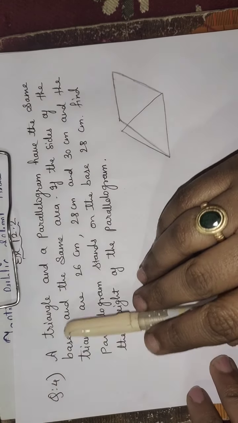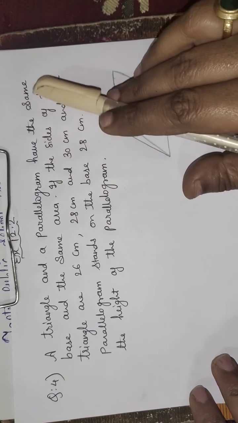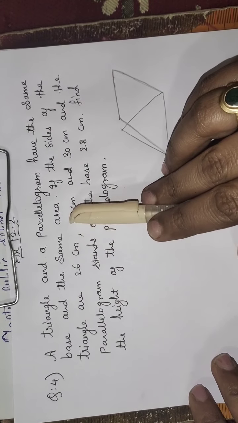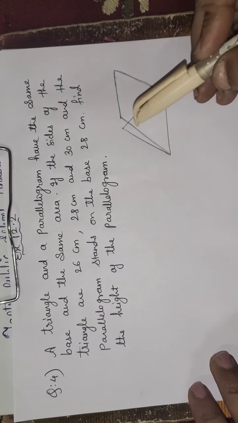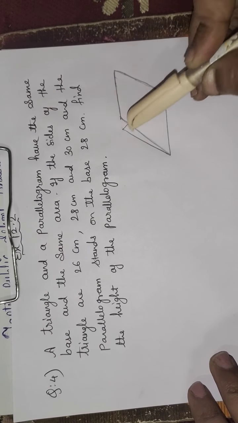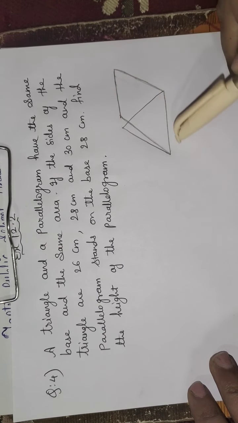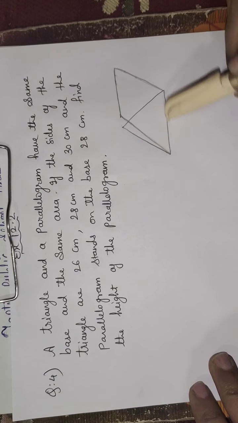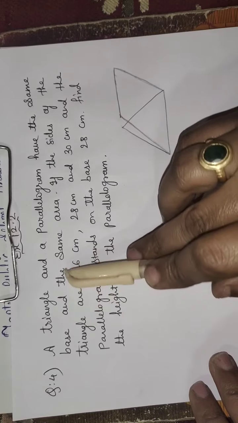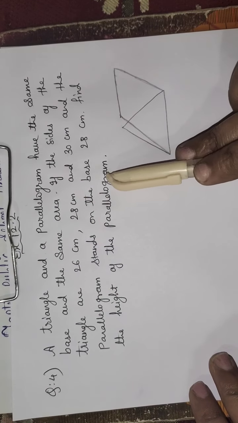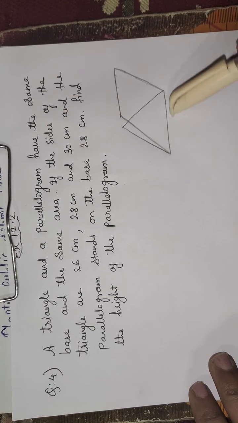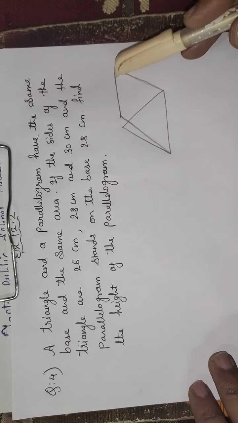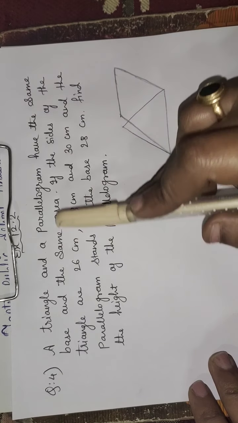I am going to teach you class 9th CBSE Mathematics exercise 12.2 question number 4. A triangle and a parallelogram have the same base and the same area. In this figure, you can see this triangle and this parallelogram are on the same base. The condition is also given that the area of this triangle and the area of this parallelogram are equal.